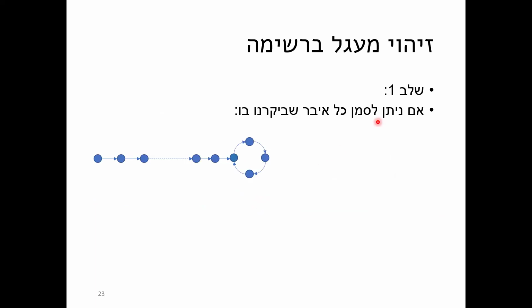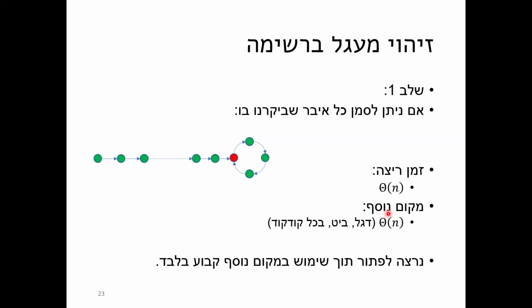Okay, so first stage, if we are allowed to use extra space, we can just mark every element that we visit as visited, and then the second we reach an element that we visited already, then we know that there's a cycle. Now, the runtime of this is O of n because we traverse the whole linked list just one time.